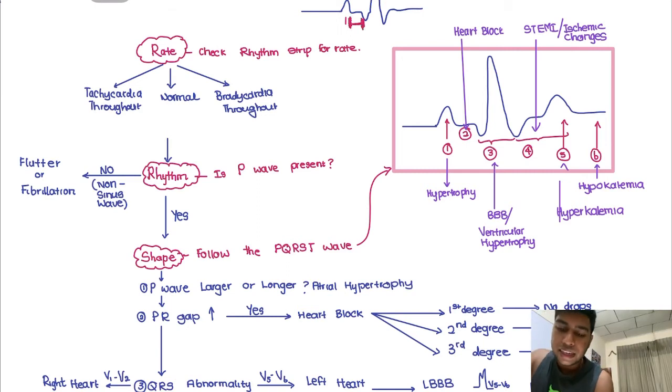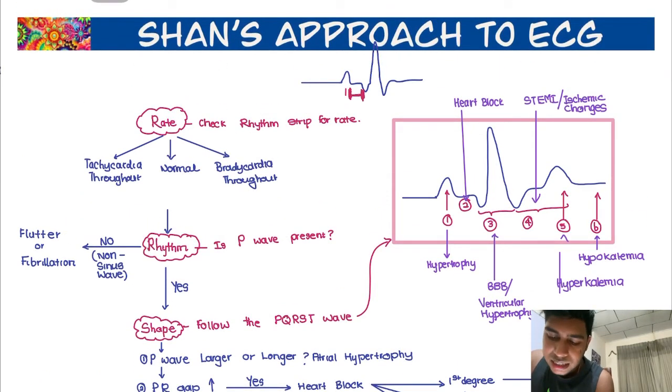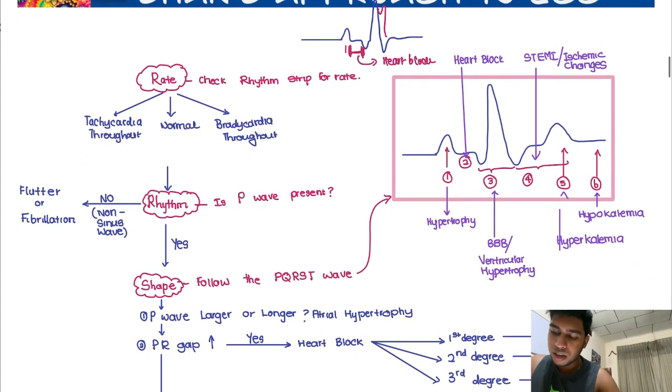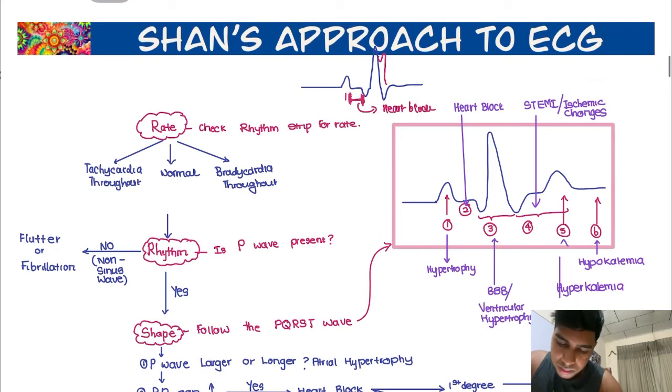Next, you look at this gap. This is the most important thing I need you to take out of this. Look at that gap. You check if it is large. If it looks larger than half of a big box, we say it's a heart block. The PQ gap tells you if there's a heart block. Next, the QRS complex. If you see a wide QRS complex with rabbit ears, that means it's a bundle branch block, or if it is tall, it is a hypertrophy.